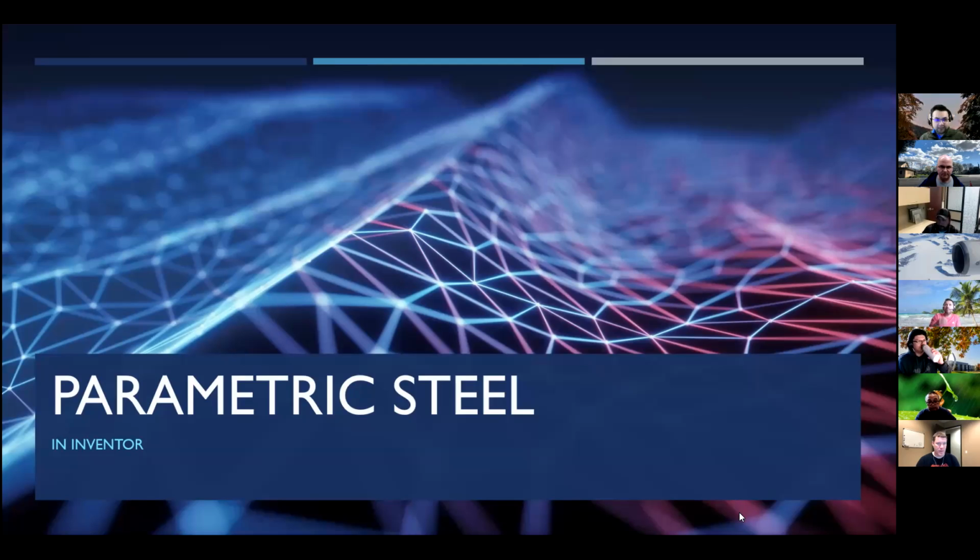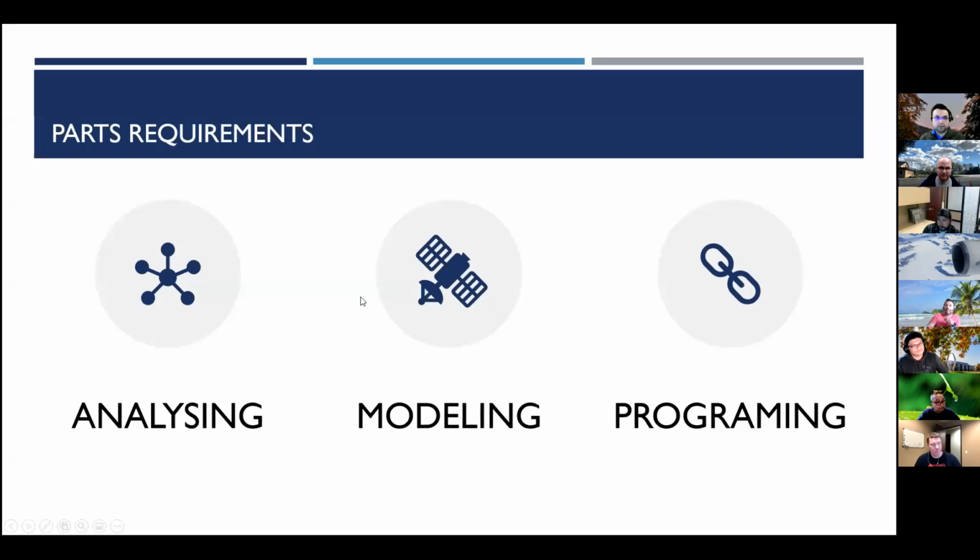Okay, so welcome to another takeoff training class, and this time we're going to be talking about parametric steel in Inventor. This is an extension of what we've been talking about last week in our engineering meeting. Basically, in this training class, we are going to have a steel bar reinforcing model created in Inventor, and we're going to follow the entire process to create a part.